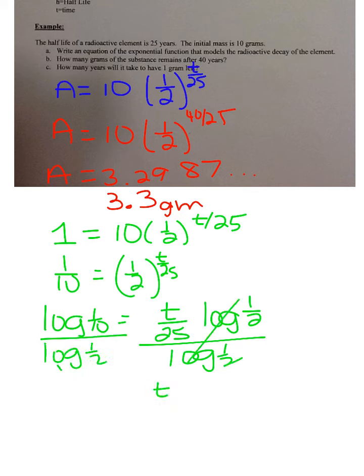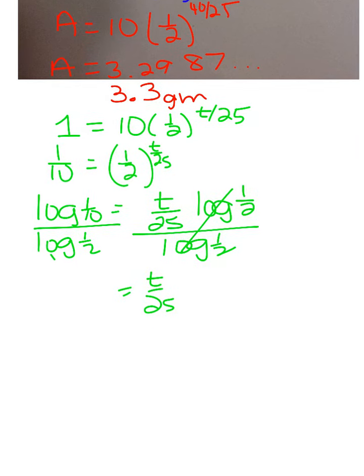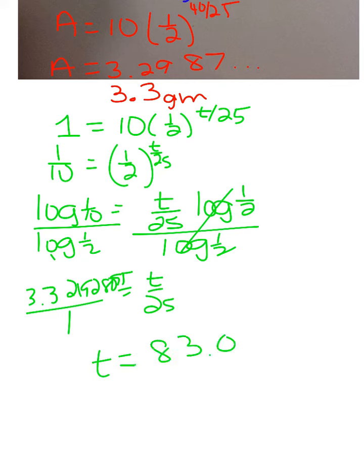All right, so I have t over 25 equals, so plug log 1/10 divided by log 1/2 into your calculator, and you get 3.321928095. Put that over 1, cross multiply, so multiply by 25. So it's 83.04 years. So it will take 84 years for the mass to become 1 gram.